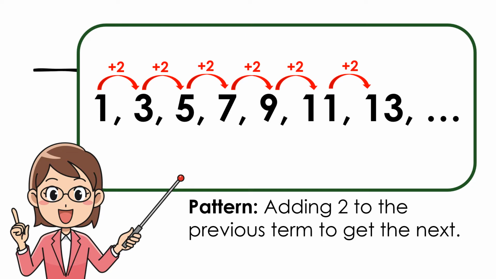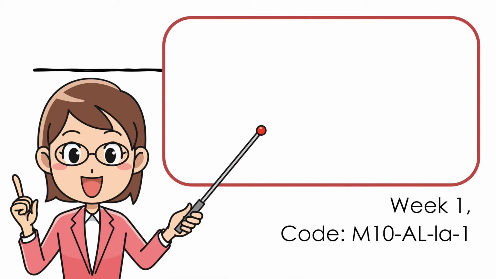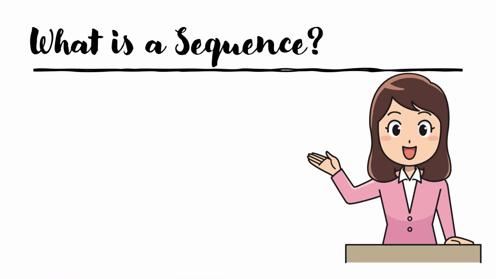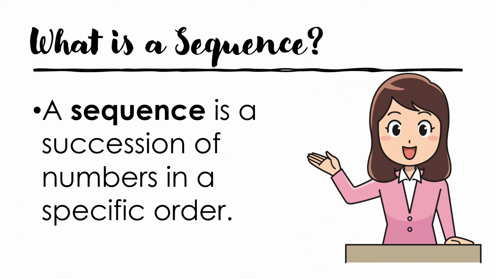We also said that a pattern is also a sequence. But what is a sequence? Now today, we are going to learn about sequence. A sequence is a succession of numbers in a specific order. It follows a pattern.